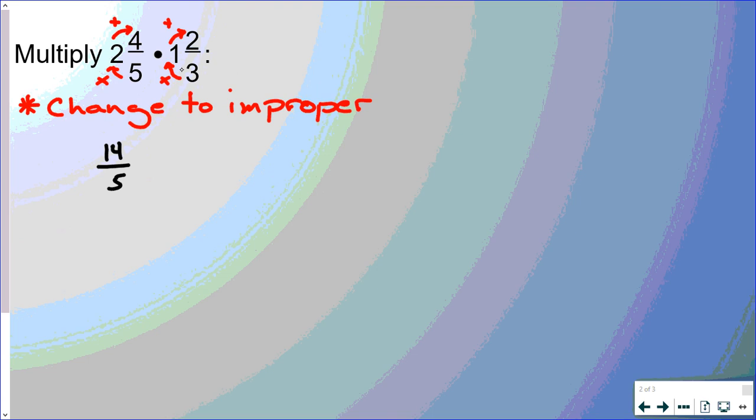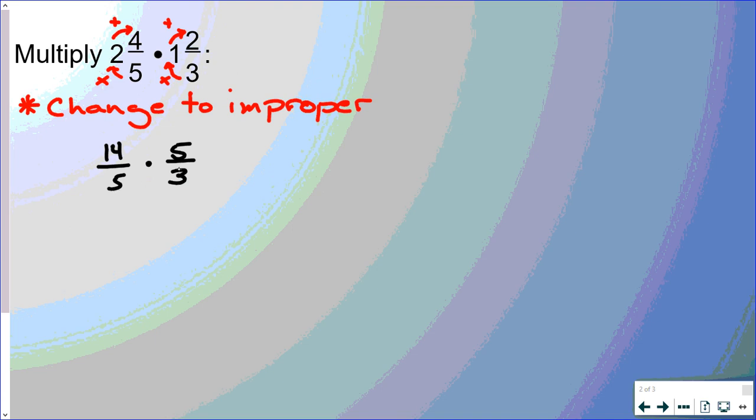So 3 times 1 is 3, plus 2 is 5. So that comes out to 5/3. So instead of multiplying 2 and 4/5 times 1 and 2/3, we're going to multiply 14/5 by 5/3. These fractions are equivalent to this. They're just written in improper form. And improper form means that the numerator is greater than the denominator.